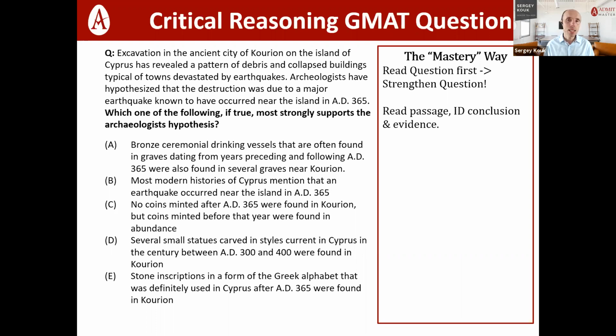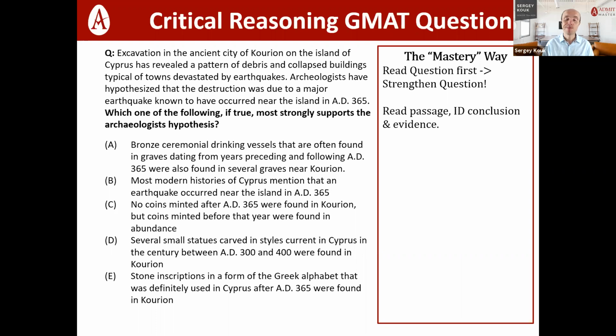So what sort of an assumption is the author making? Well, let's go back and look at the conclusion and the evidence. The conclusion was the town was destroyed by this earthquake. This is the hypothesis they made. What was the evidence? Well, evidence number one was it looks like the town was destroyed by an earthquake, because there's this debris of collapsed buildings. What else do we know? Well, we also know that there was an earthquake in AD 365 near the island. There was, at the very end of that passage. So if we know that the town was destroyed by an earthquake, and we know there was an earthquake in AD 365, what is it that we don't know yet?